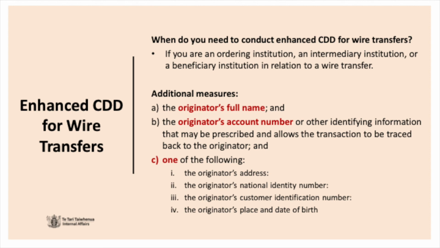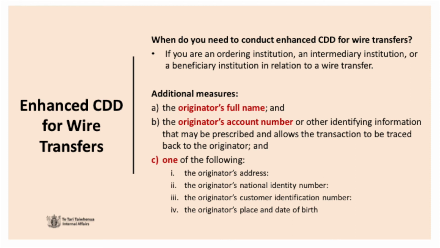The additional measures are to collect the originator's full name and the originator's account number or other identifying information that may be prescribed and allows the transaction to be traced back to the originator. And one of the following: the originator's address, the originator's national identity number, the originator's customer identification number, or the originator's place and date of birth. The originator is the person who the ordering institution is carrying out the funds transfer for. They are also known as the payer. They authorize the wire transfer.